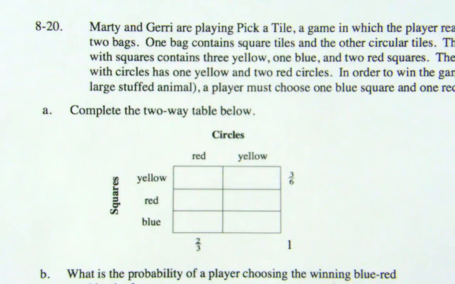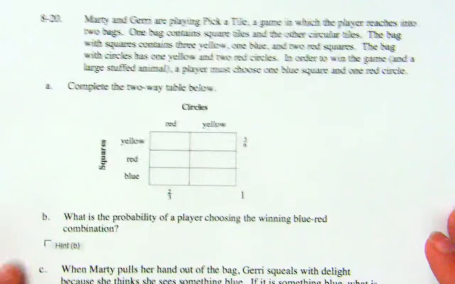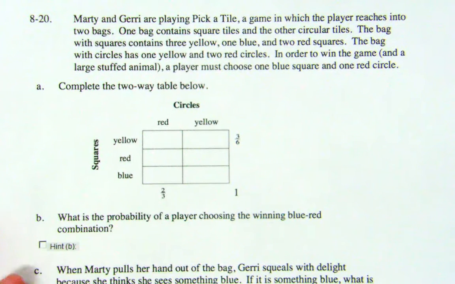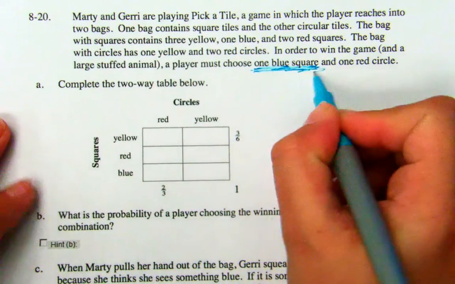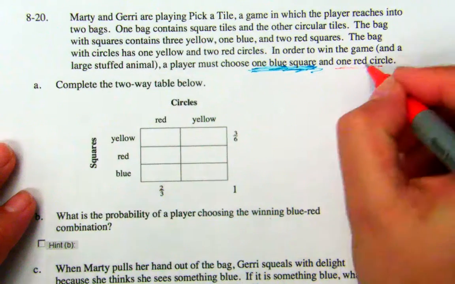And then number 20. Marty and Jerry are playing Pick a Tile, a game in which the player reaches into 2 bags. One bag contains square tiles. The other, circular tiles. The bag with squares contains 3 yellow, 1 blue, 2 orange. The bag with the circles has 1 yellow and 2 red. In order to win the game and unlock a stuffed animal, you must choose 1 blue square and 1 red circle. 1 blue square is what we want, and 1 red circle.